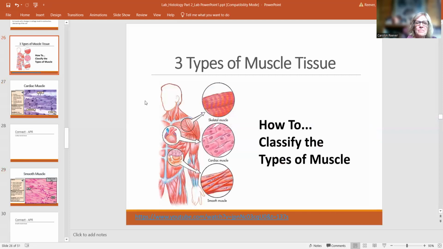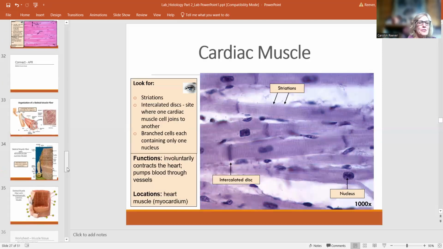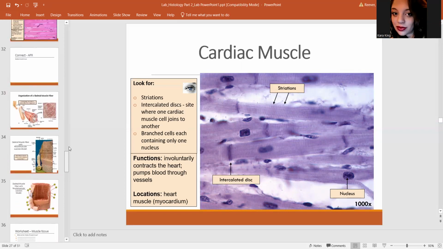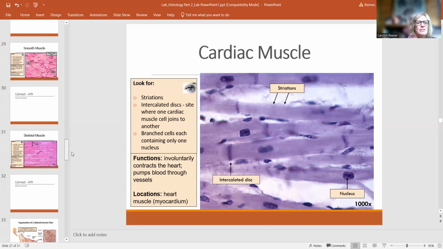I don't like that picture as much. Let's start. Well, what are the three types, first of all? Skeletal, smooth, and cardiac. Good. And which two are striated? So skeletal striated, cardiac striated. And smooth is not.